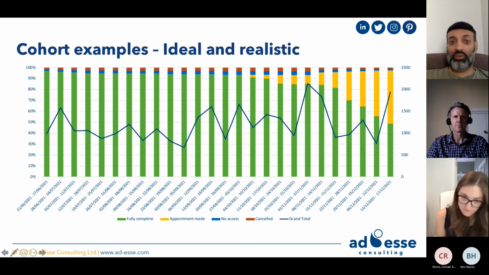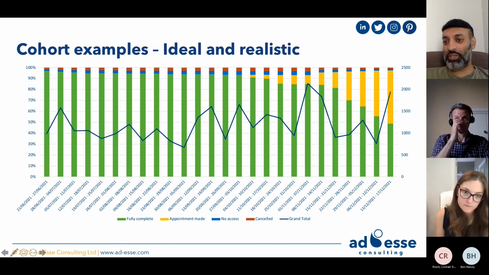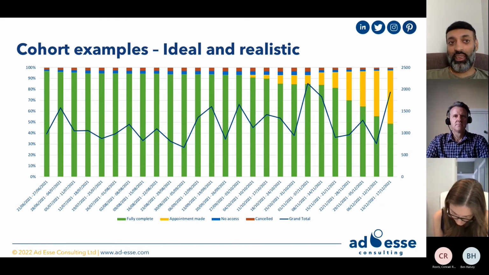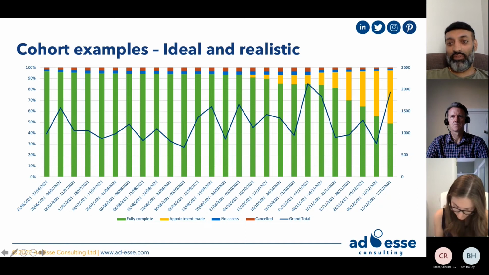Now, it's no surprise that the cohort which had jobs raised in June are mostly, and I say mostly because it's not totally, all of those jobs are now fully complete. Okay, there still remains a very small percentage where this particular organisation has not been able to gain access, and there's a very small percentage also that have ended up being cancelled.